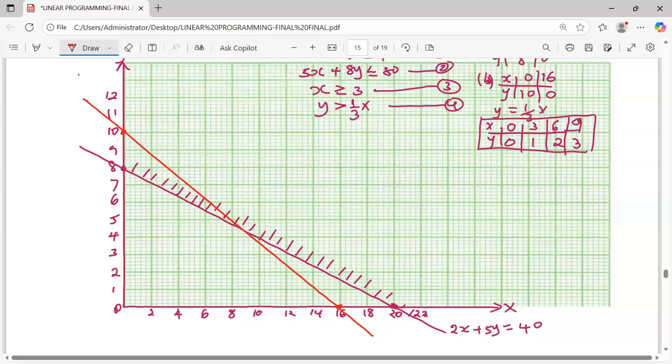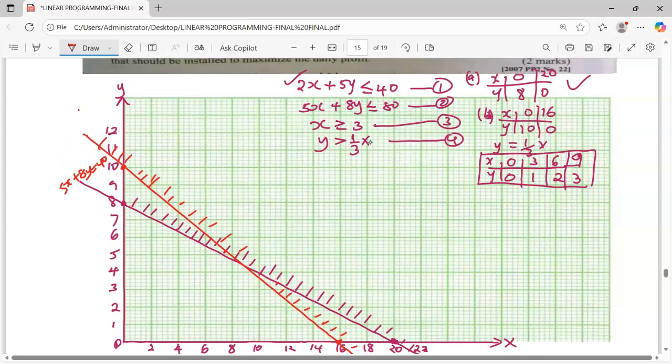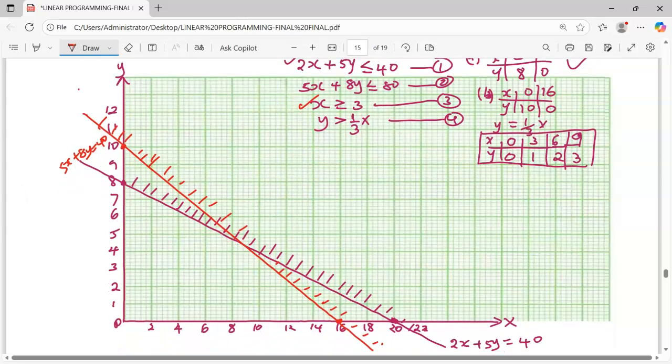Once we have drawn that, again what we need is below the line, so we are going to shade above. We are also going to label this line as 5x plus 8y is equals to 40. Then we move to the third one, where we have x is greater or equal to 3.